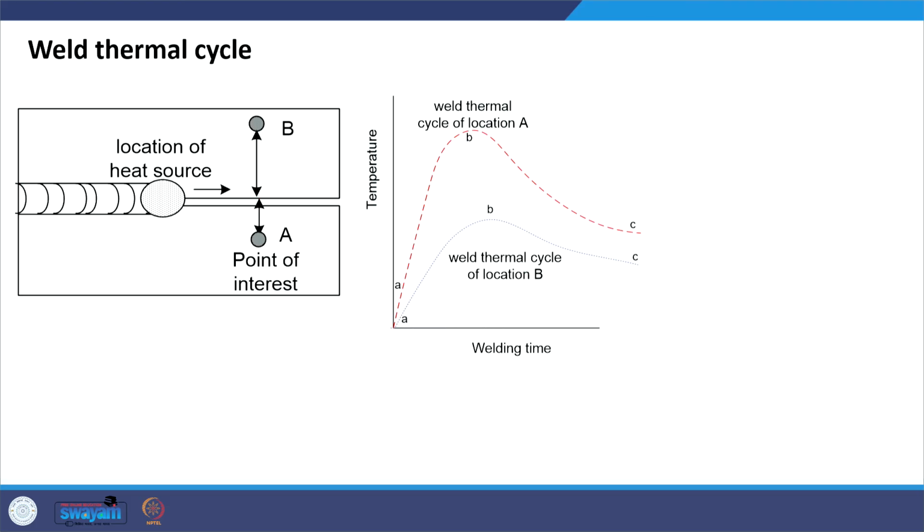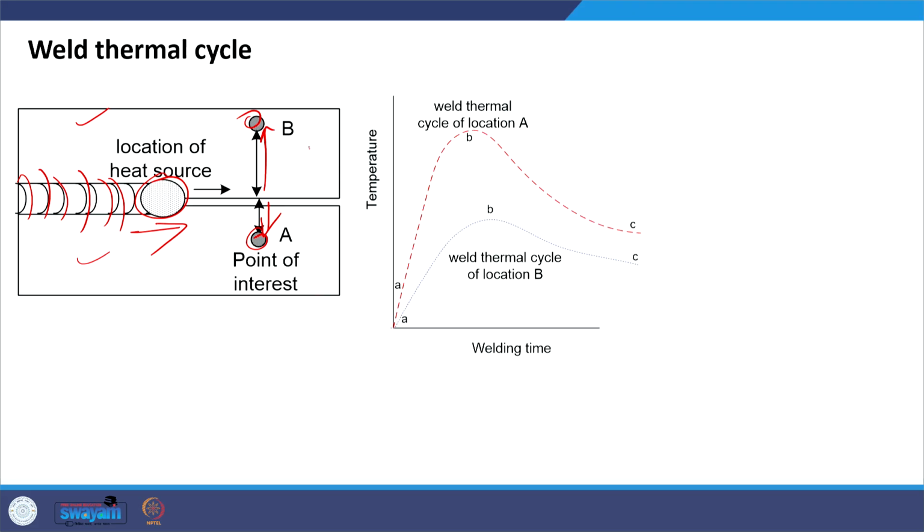So, this is just to elaborate the weld thermal cycle. Say these are the two plates being welded using a suitable heat source, which may be laser or flame, anything. This is the welded section, and this is the direction of the welding. If we consider these two points A and B, point A is close to the weld line and point B is a little far away from the weld line.